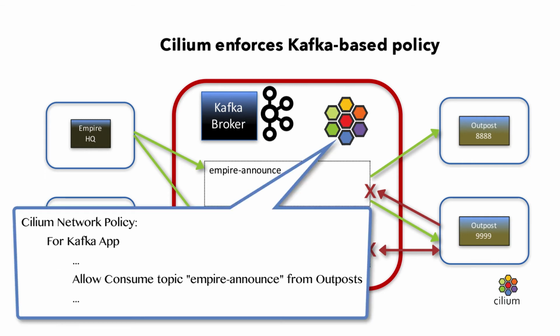The Empire learned from their mistake and implemented Cilium to prevent further Kafka vulnerabilities in their deployment. Cilium Network Policy allows you to specify the Kafka API calls and topics. In this example, Cilium specifies a policy for the Kafka broker, such that traffic coming from outposts should only consume topic Empire announce.